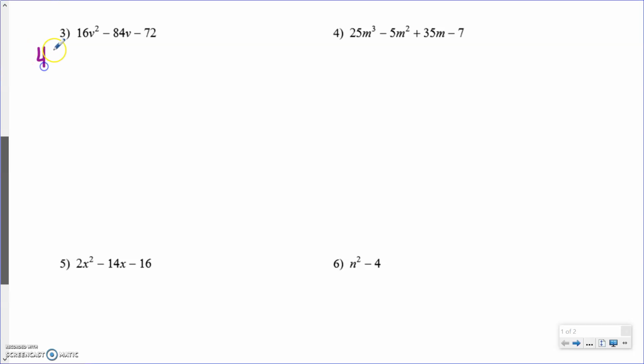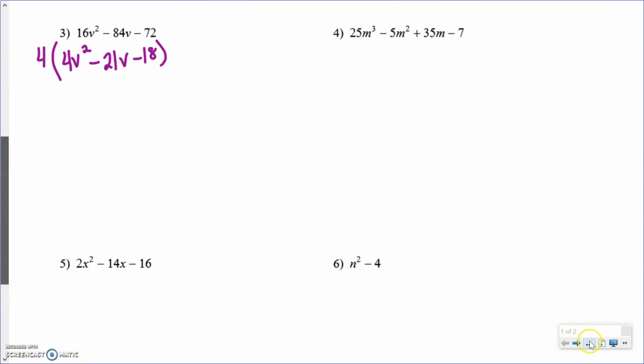So I'm going to go ahead and take out a 21. Sorry, take out a 4. And I can't take a v out because this one doesn't have a v. So 16 divided by 4 is 4. 84 divided by 4 is 21. And then 72 divided by 4 is going to be 18.